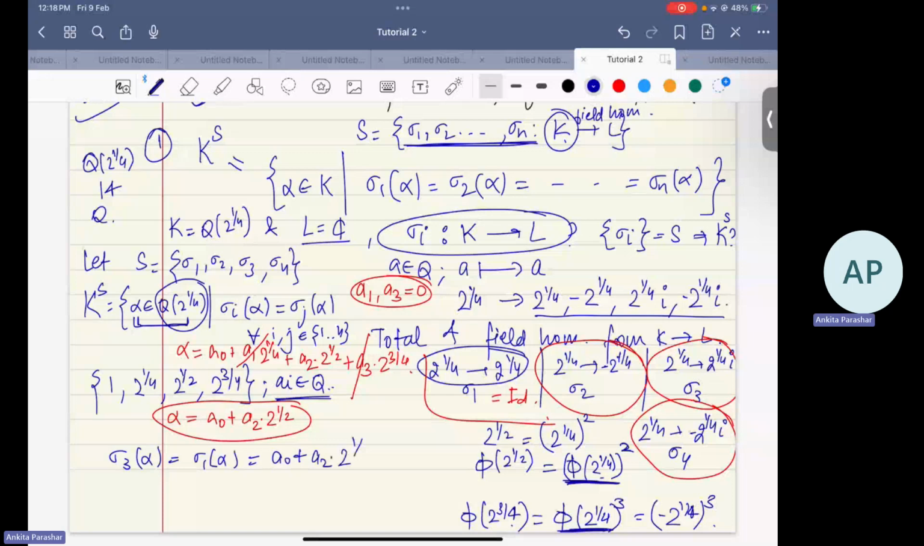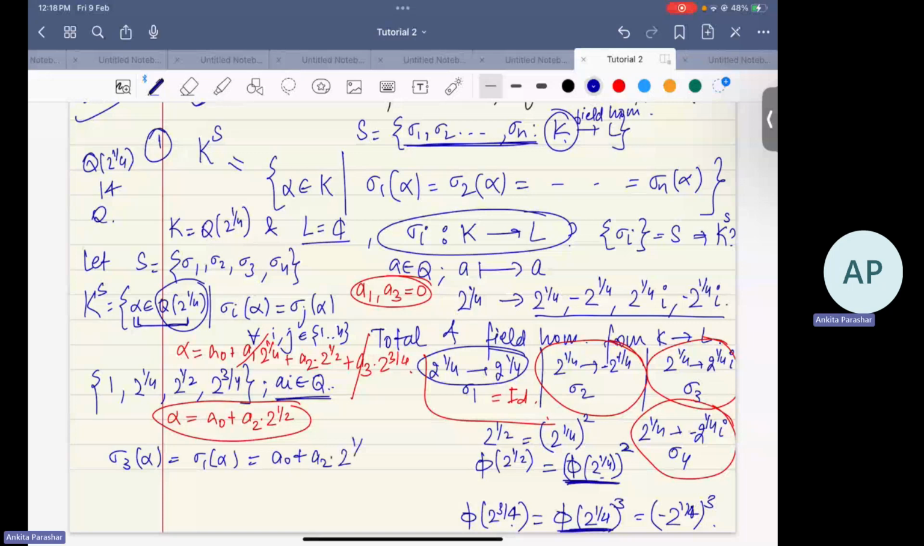Okay, the question is, recall there is a theorem in our lectures that if we take sigma 1, sigma 2, ..., sigma n from K to L distinct field homomorphisms, and let F be their fixed field. That means F is nothing but the set of elements of K fixed by sigma 1, sigma 2, ..., sigma n. This is the meaning of F being the fixed field.